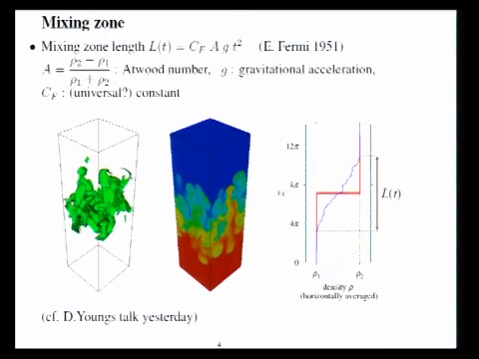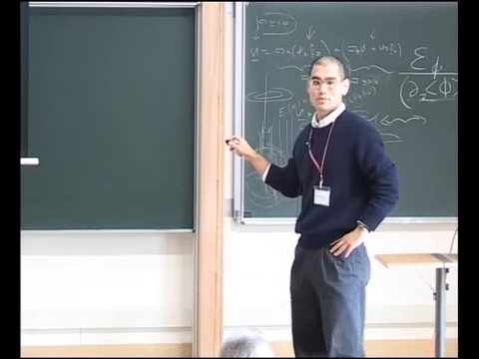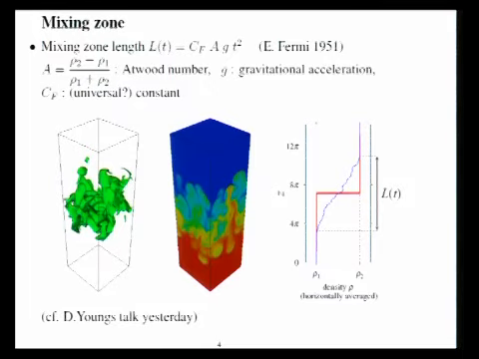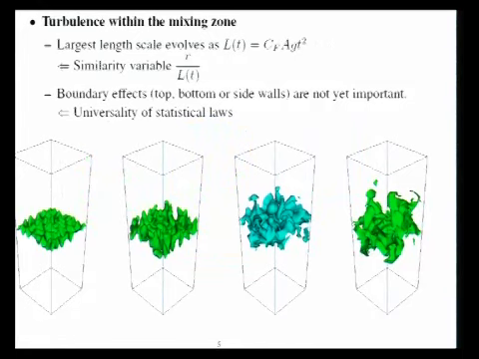The starting point of this game is the so-called mixing zone length, and it was argued yesterday by Professor Young that this length should grow as t squared. As far as I've read, it was first discovered by Fermi in the 1950s. Here the important parameters appear. A is called the Atwood number, and this numerical constant, which is non-dimensional, is thought to be universal.